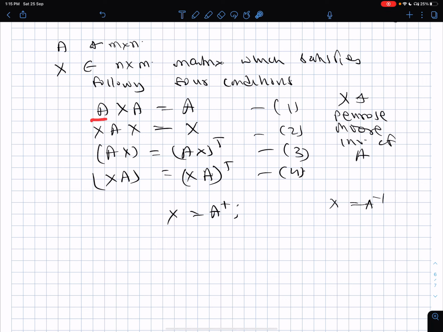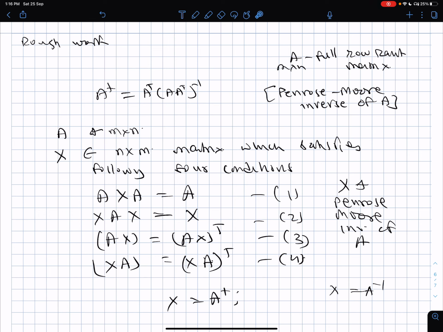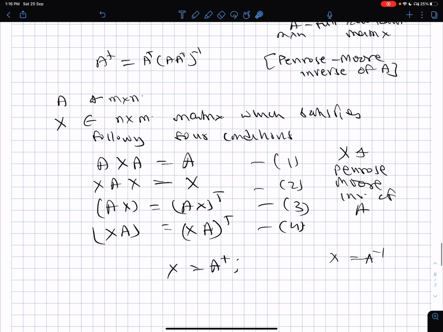Now A is an M cross N matrix, this is an N cross M matrix, so the product becomes M cross M times A, which is an M cross N matrix. So this will multiply properly and should come out to be A. Similarly you can check that the dimensionality matches on all four conditions. Now what I am saying is that for a full row rank matrix, this is the Penrose-Moore inverse. I am just going to check this third property and leave everything else to you to check, because I have a feeling I may have already touched upon it. So more like a recap.